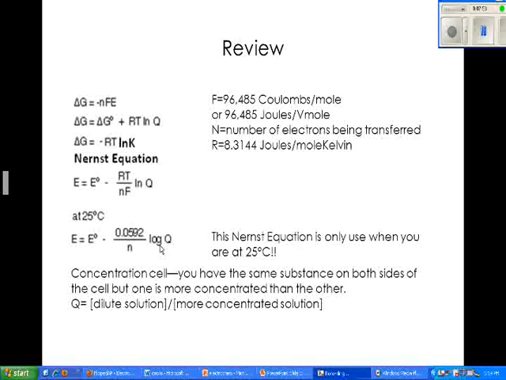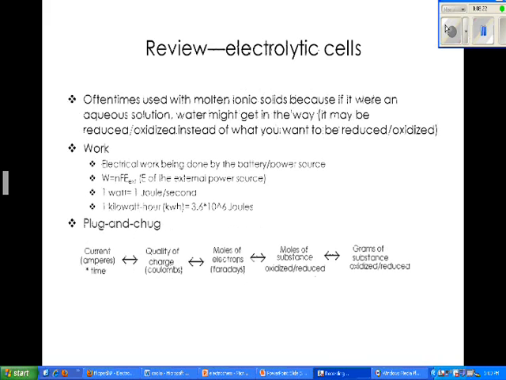Another thing we talked about was concentration cells, in which you have the same substance on both sides of the cell, but one is more concentrated than the other. For that, the Q always equals the concentration of the dilute solution over the concentration of the more concentrated solution. Also, the spontaneous cells can be called galvanic or voltaic cells, whereas the non-spontaneous cells are called electrolytic cells. That's just the distinction.